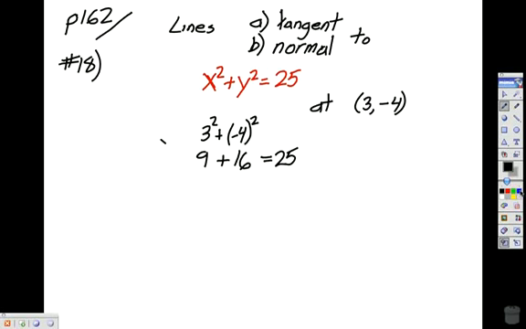Now, we've got to find the tangent line. Once you have the tangent line, the normal line's real easy. So let's go with the tangent line because we're pros at that. In order to find the equation of a line, we need two things. We need a point that we know is on the line, and we need the slope of that line.